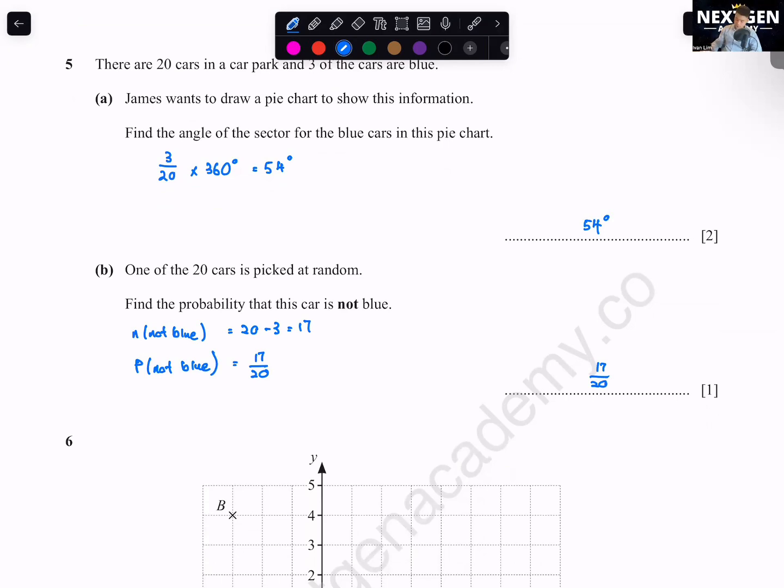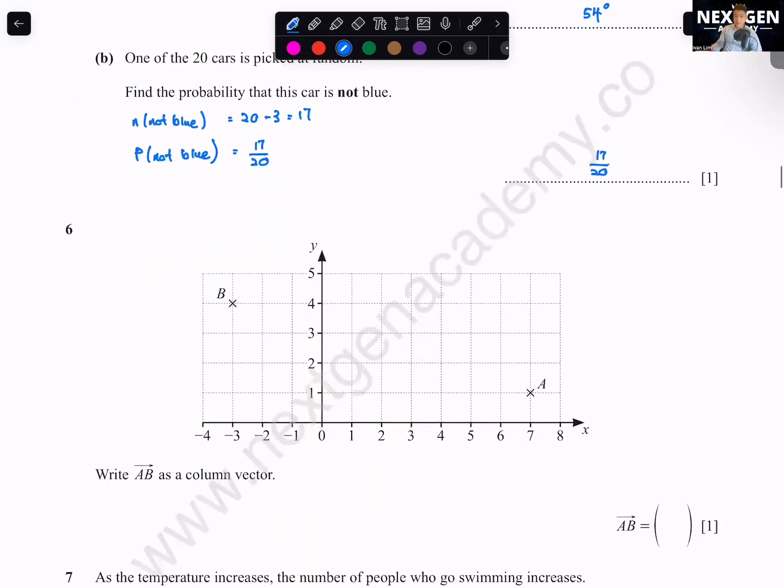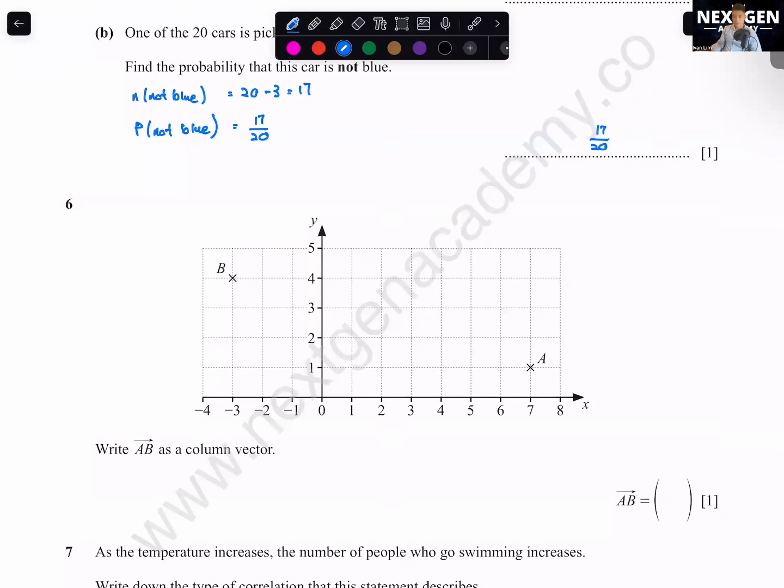Okay, next one. Question 6. Write AB as a column vector. Okay, do you know what's a column vector? Column vector means it is made up of X movement and Y movement. Okay, so from A to B, how many X and how many Y? So the X is here. Okay, from A to B, so this is from A to the left.